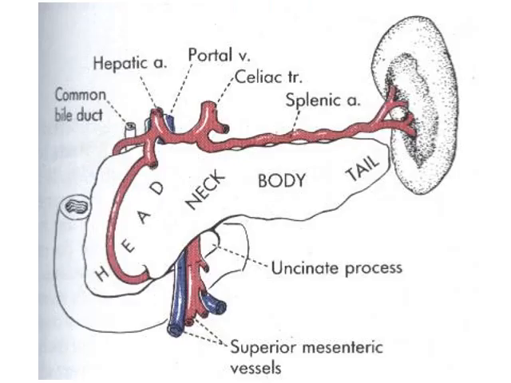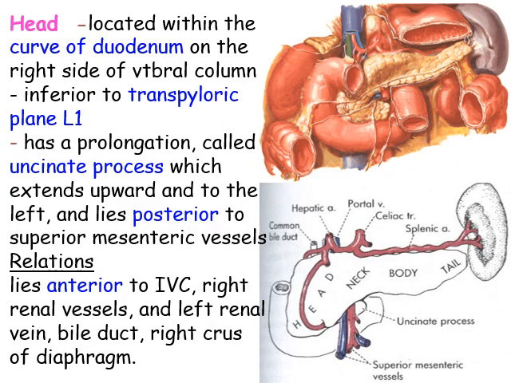So I will show the slide. Cane shape with a curved handle. This is the cane shape with a curved handle, and this is the duodenum. It has 4 parts: head, neck, body, and tail. The head is located within the curve of the duodenum on the right side of the vertebral column. It lies inferior to the transpyloric plane. The transpyloric plane is the L1 level.